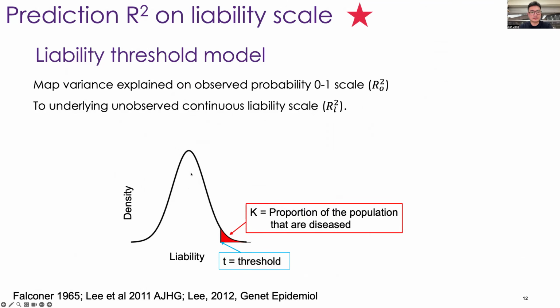So for most diseases, we don't observe the liability underlying the disease. But you can think of one real life example, the BMI and obesity. BMI is like the observed continuous liability for obesity, where an individual gets obesity only when the BMI passes some predefined threshold. And using this framework, we can map variance explained on the observed 0-1 scale to variance explained on the underlying liability scale.